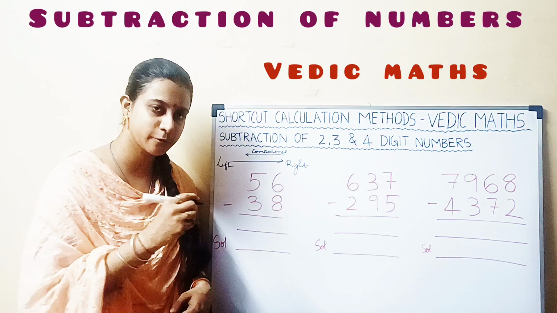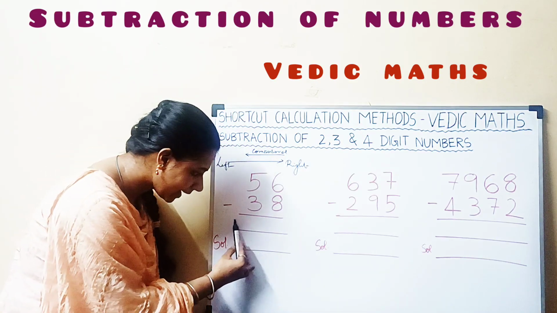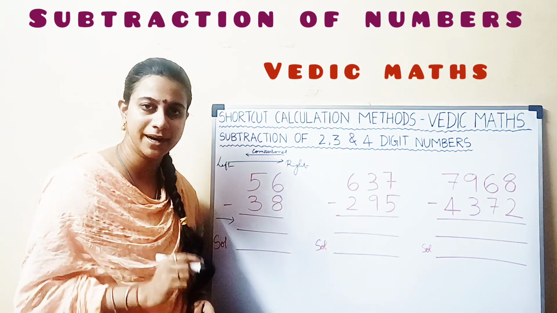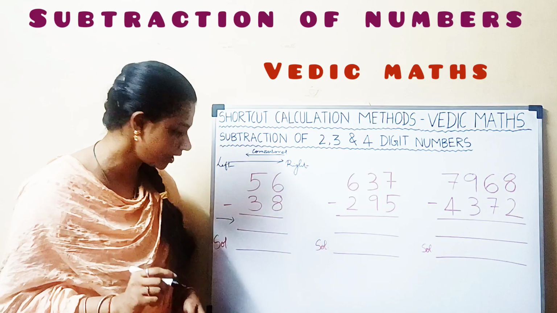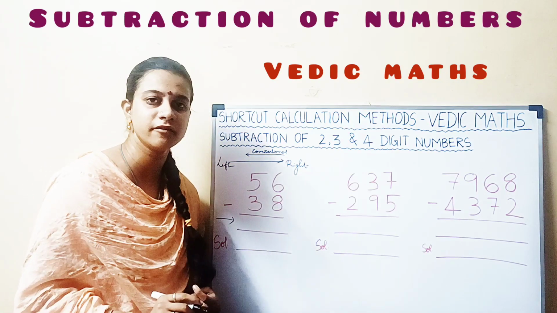Now let's see the procedure. Let me tell you one more thing. Whatever I will be writing in this row, we have to do it in the mind once we learn this method properly. And this is the solution. This is the step we will be writing whenever we use this method.